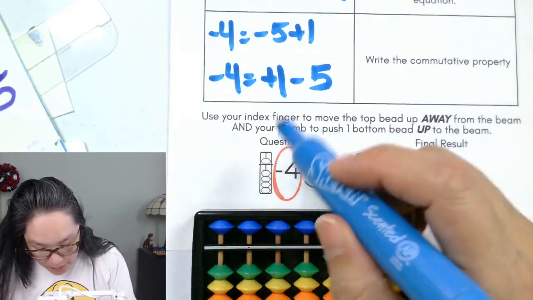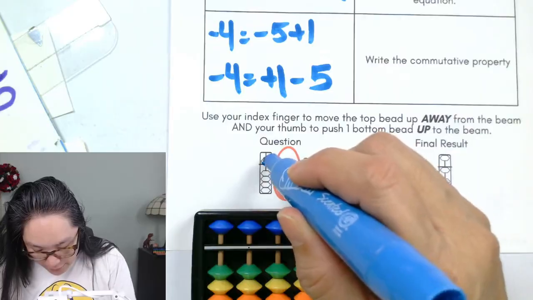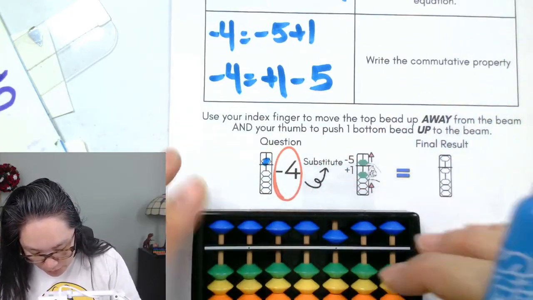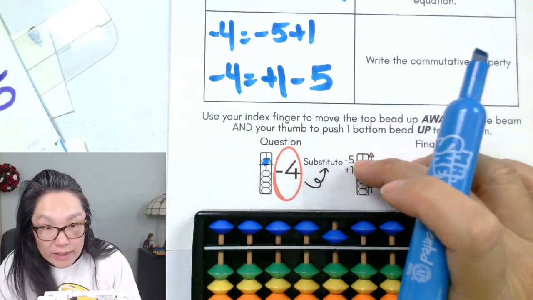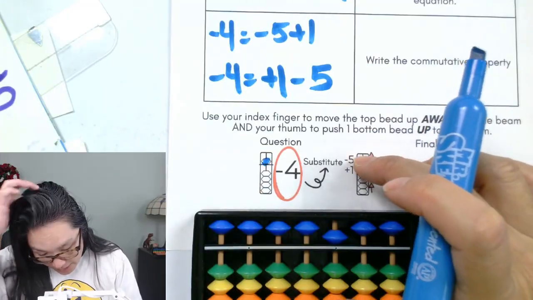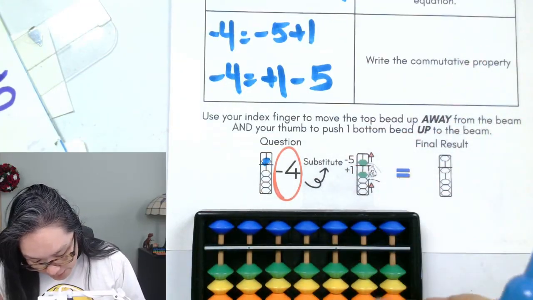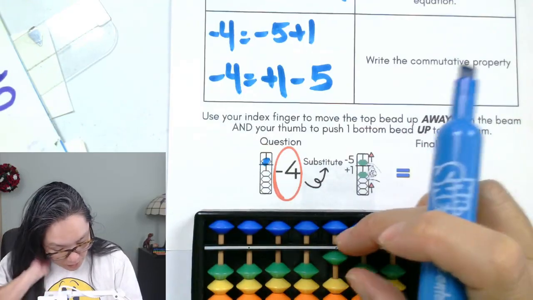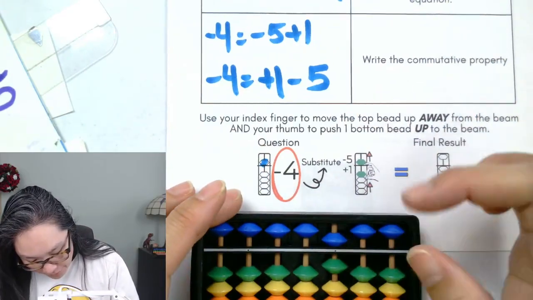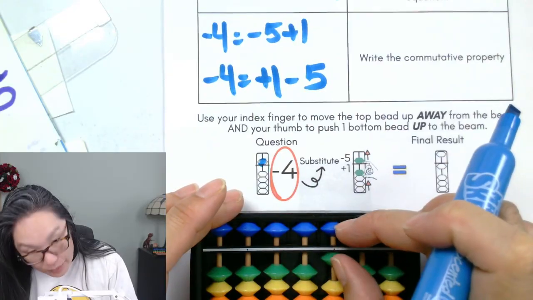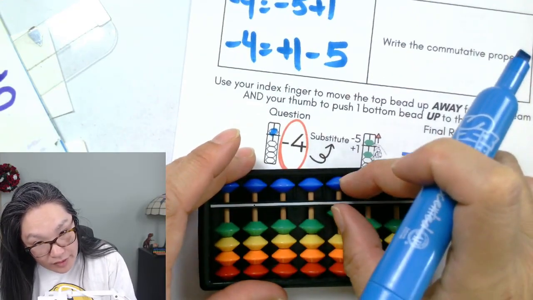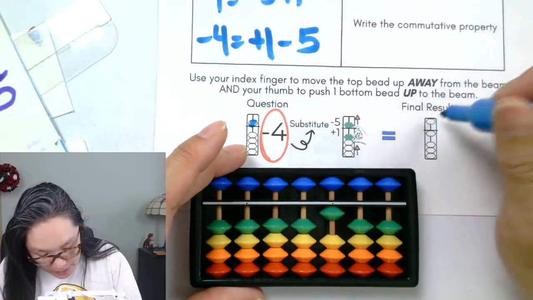So here's my question. We have the 5 and we want to subtract the 4. When we subtract the 4, we need to substitute minus the 5 plus the 1. So I'm going to take away the 5, and we're going to add the 1. And notice when I have it, I'm going to move my fingers up. So I move my fingers up like that. That's what I'm going to do. My final answer is 1.